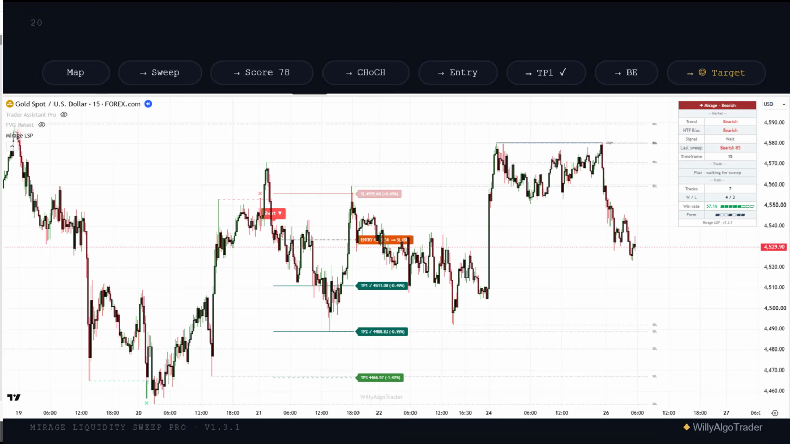It works everywhere. Crypto, Forex, stocks, indices, futures. 1 minute up to weekly, with defaults tuned for 15-minute through 4-hour.